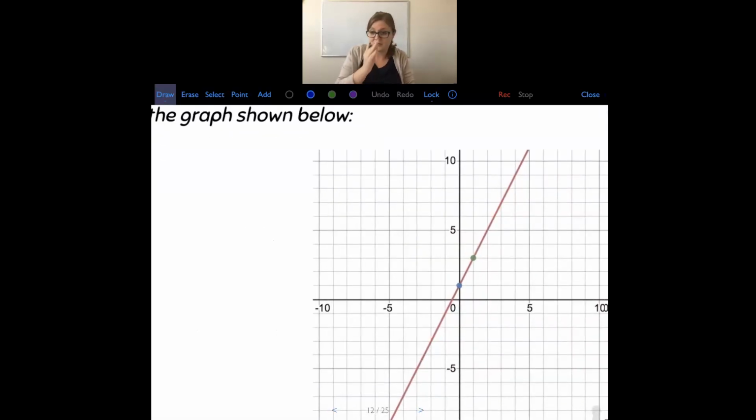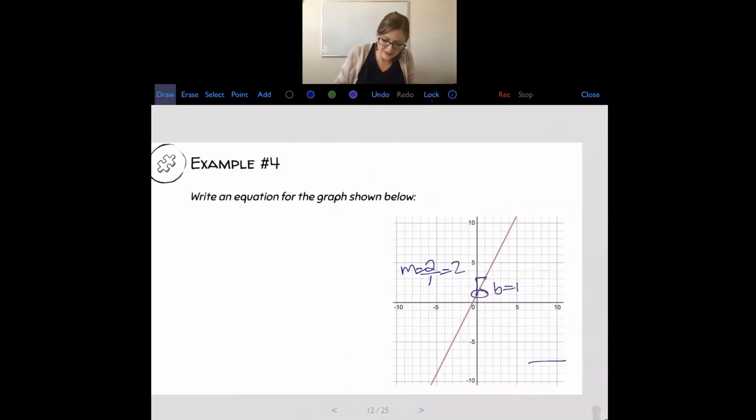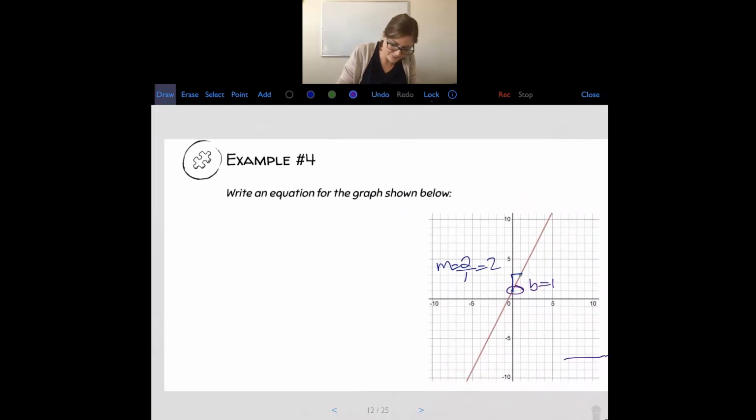So to find the slope, I'm going to do rise over run. So up 2 over 1. So my slope is 2 over 1, or just 2. And my y-intercept is right here. B is equal to 1, so I can put those together to form the equation y is equal to 2x plus 1.